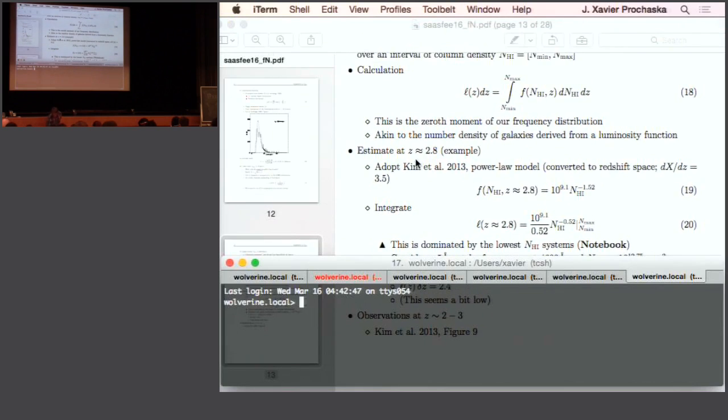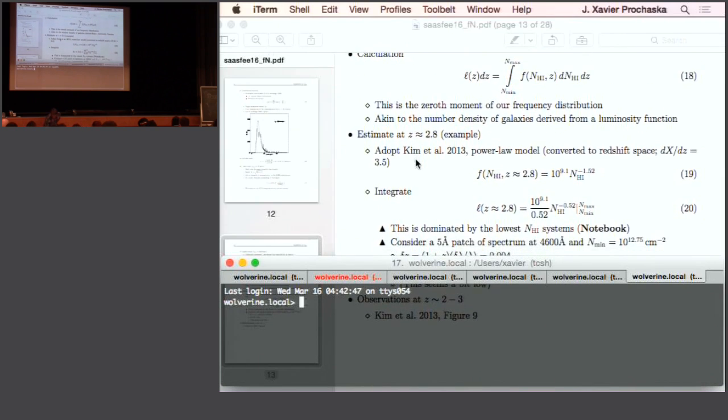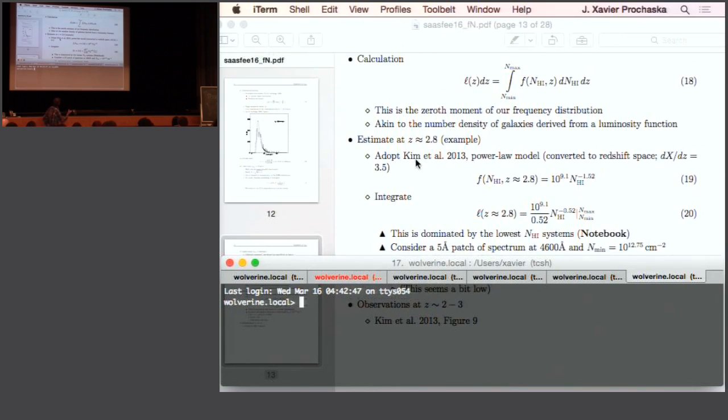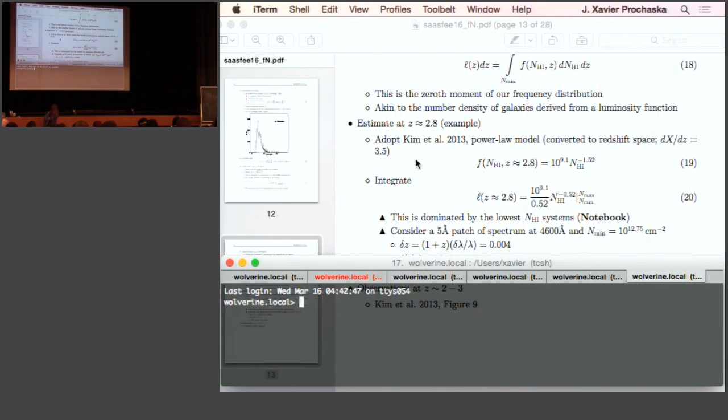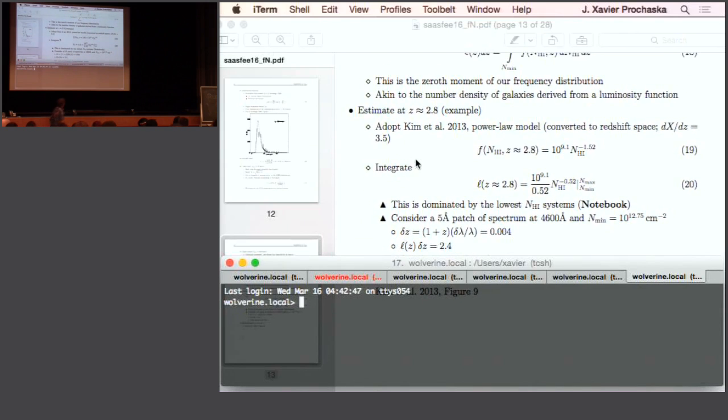So, integrating one of the power laws that I just introduced, obviously you get another power law, and evaluate it over some h1 interval. You can ask the question then, what for a 5 angstrom patch of spectra in our data with a minimum h1 of 10 to the 12.75, how many lines would you expect? And a 5 angstrom patch works out to about a delta z of 0.004. So evaluating that, you find an average of 2.5 lines for a 5 angstrom swath, which is consistent roughly with what your eyeball picks out in the data.